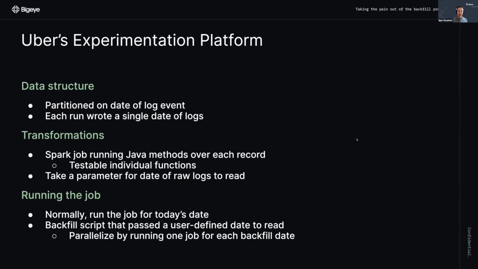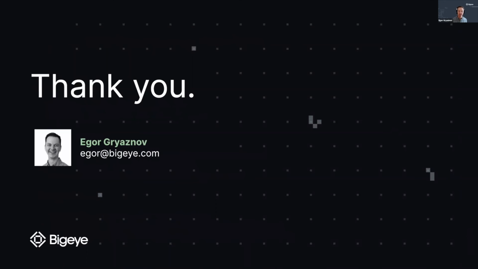So hopefully that put it all together and showed how we on Uber's experimentation platform team applied the lessons that I gave a little bit earlier.